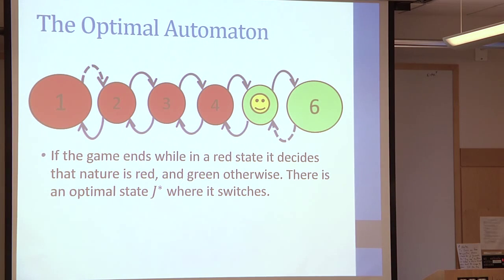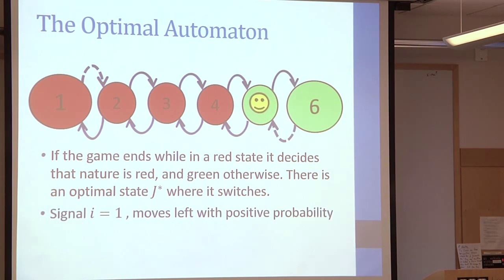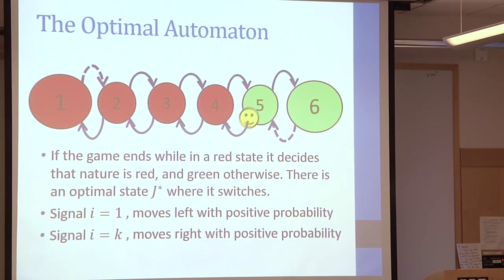All your transitions are from i to i plus 1. There is some threshold state j that you can compute, in which if you are before that state when the game ends, you say red. If you're above that state and the game ends, you say green. Okay? If the signal is 1, you move 1 state left from where you are now, with some positive probability. If the signal is k, you move right 1 step with some positive probability. If the signal is anything else, you just don't move. You ignore it.